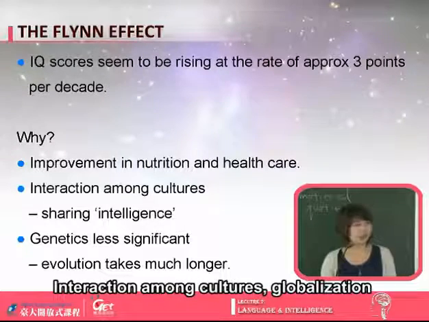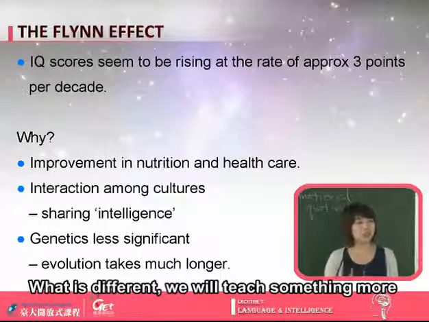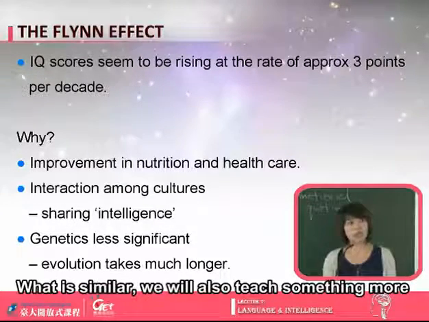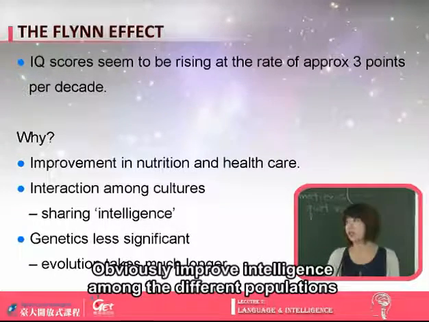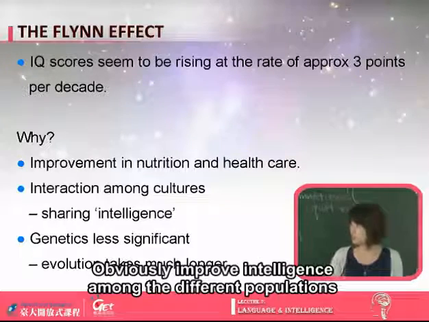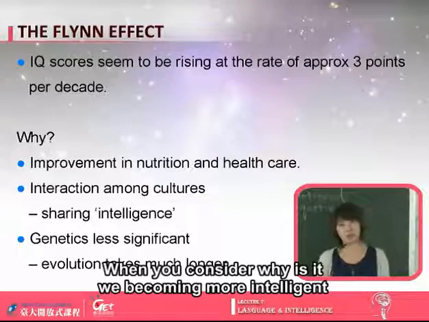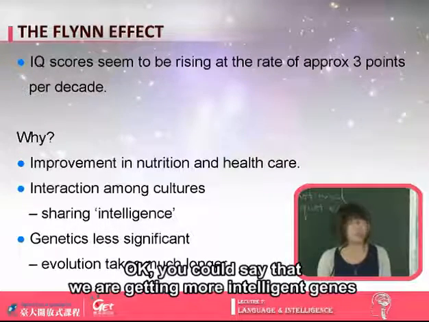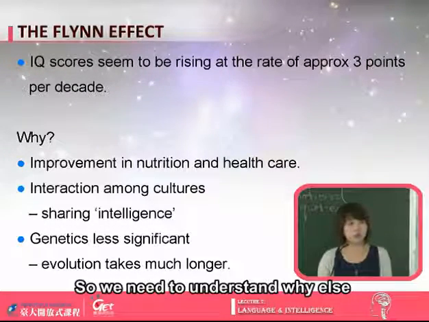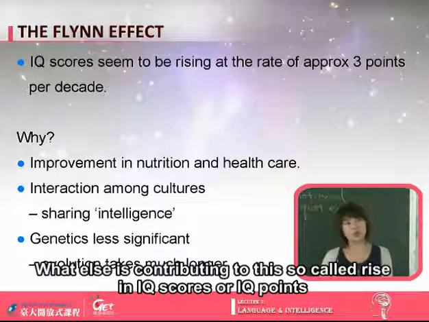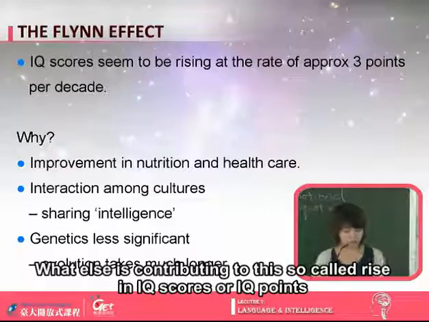Interaction among cultures, globalization. We share information with each other. What is different will teach us something more. What is similar will also teach us something more. So sharing intelligence will obviously improve intelligence among the different populations. And genetics seems to be less significant when you consider why we're becoming more intelligent. Well, you could say that we're getting more intelligent genes, but evolution does take much longer. So we need to understand why else. What else is contributing to this so-called rise in IQ scores, so IQ points.